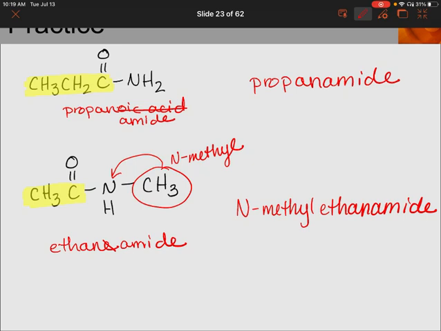Okay, so that's it for naming. Next time we're going to start getting into some physical properties of all of these different types of molecules. So I will see you then.